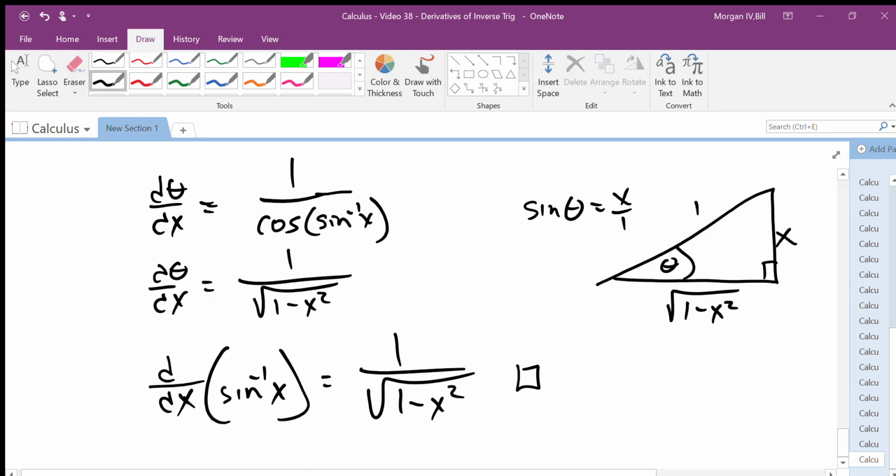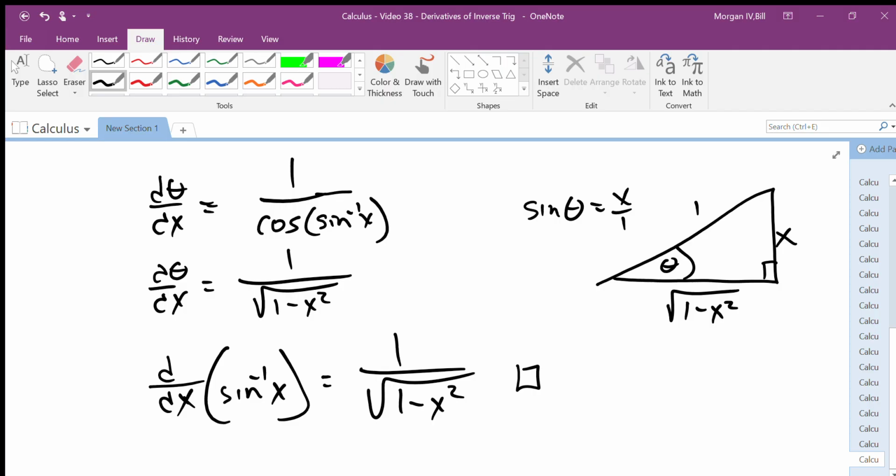Done. We have found the function that gives us the slope of the tangent line at any point on the inverse sine of x. And I know it might seem kind of random, it might seem kind of out there, but we end up using this a whole bunch.